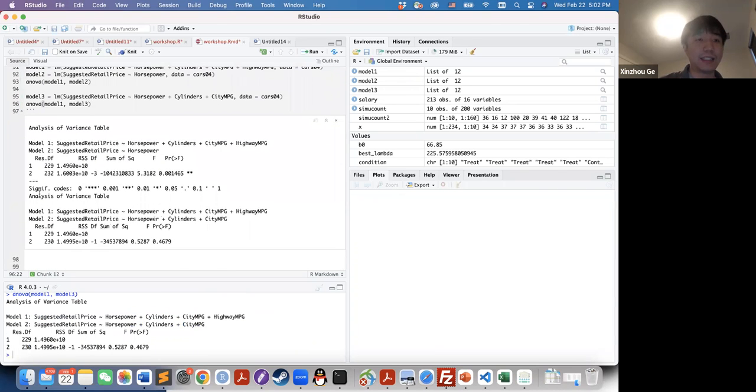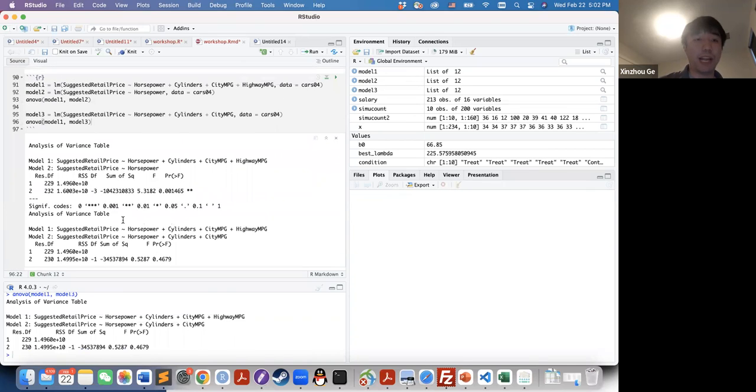We can see that in the second F-test, the p-value is 0.46, which is much larger than 0.05. It shows that if we already have these 3 predictors, adding highway MPG does not give us extra information. It makes sense because highway MPG is very similar to city MPG conceptually. If we already have city MPG, then the information of highway MPG may already be included. So it is reasonable that we don't need this extra information.